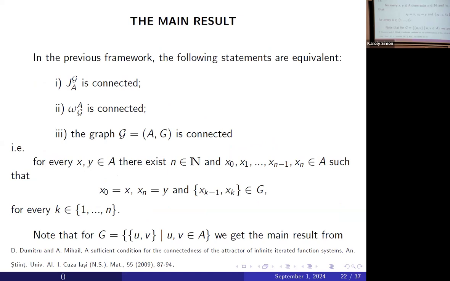When I say that the graph G is connected, I mean that for every X and Y in A, we can find a finite number of elements from A, X0, X1, up to Xn, such that the sets {X0, X1}, {X1, X2}, and so on, all of them belong to G, and the first element is X, the last one is Y. So this means that we have here a characterization of the situation when the graph Lipscomb space is connected in terms of the graph G. For sure, one the same with two is obvious.